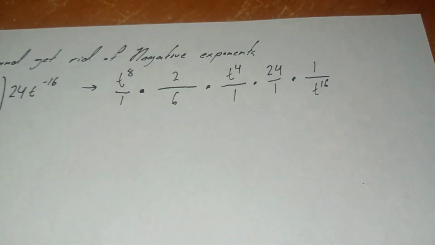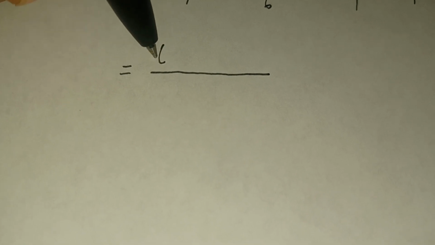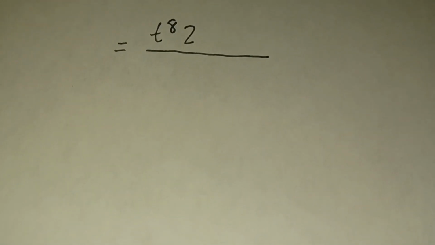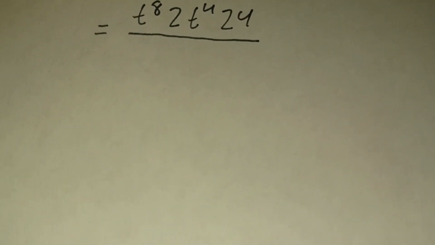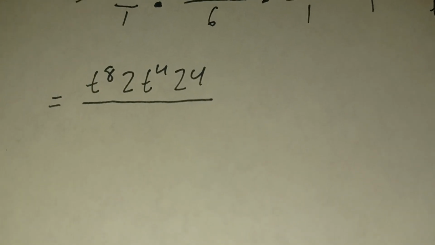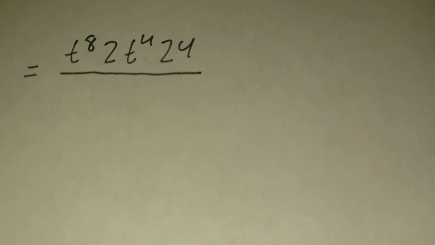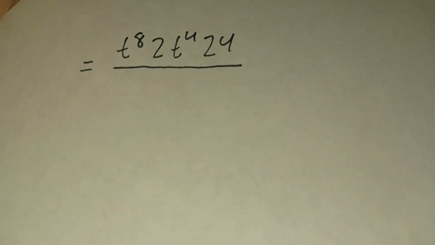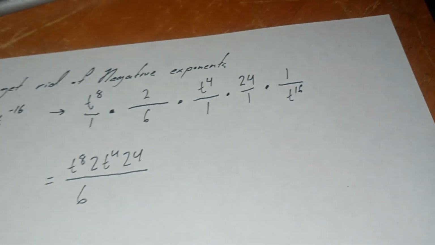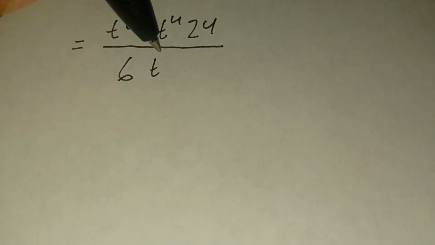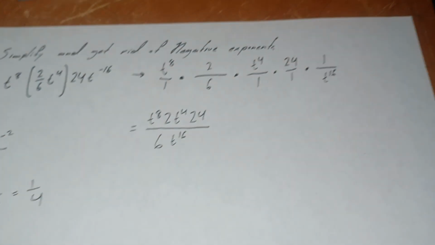So let's go ahead and multiply all of this right now, and we are going to get t to the 8 times 2 times t to the 4th times 24 times 1. But we're not going to put the 1 because 24 times 1 is obviously going to be 24. Let's do the denominator right now. This is just going to equal 6, because 1 times 6 equals 6 times 1 times 1 equals 6. And then t to the 16th. So this is what you should be getting.